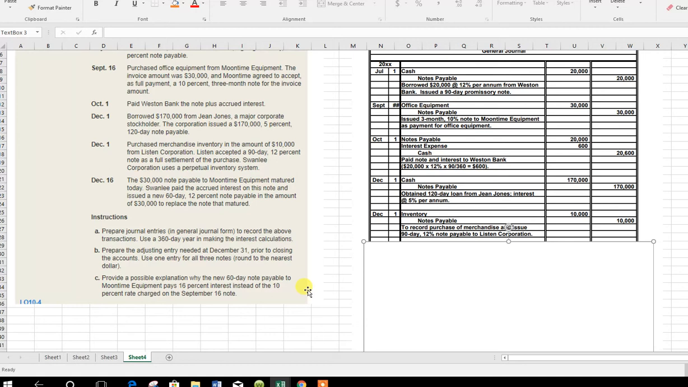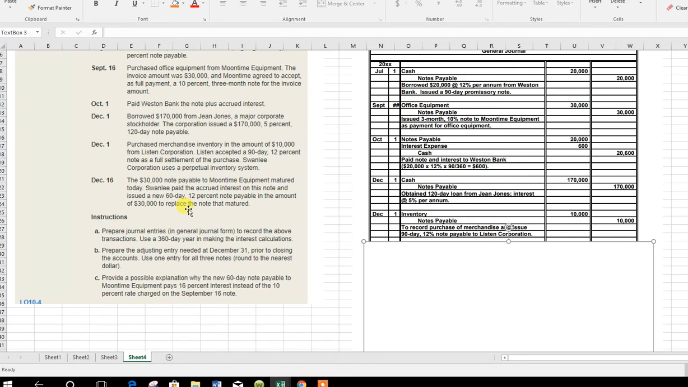The $30,000 note to Moontime Equipment, so that's this one up here. Notice it was September 16th, and a 3-month note. So I've got September to October, October to November, November to December. That's 3 months. So I paid it off plus interest. They paid the accrued interest on the note and issued a new 60-day 12% note payable in the amount of $30,000 to replace the note that matured.